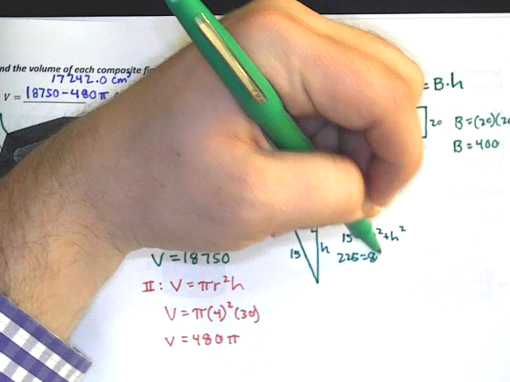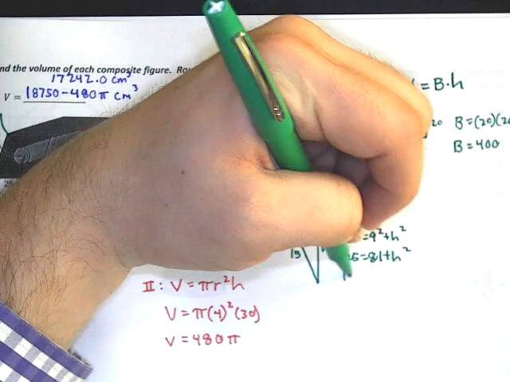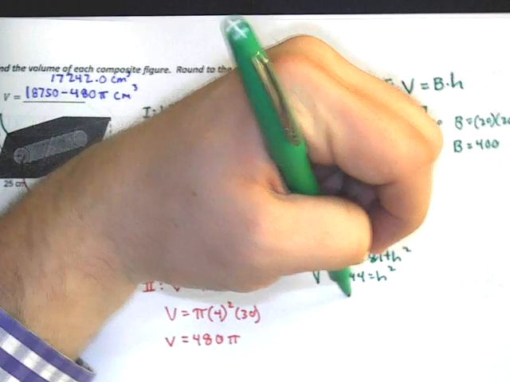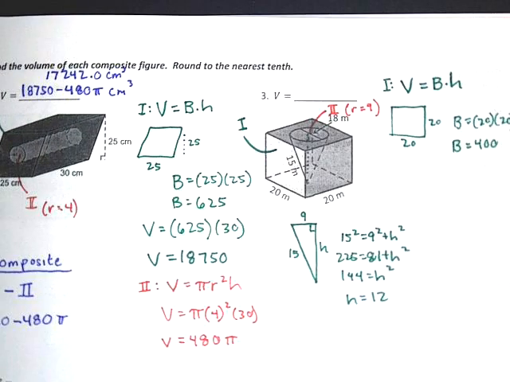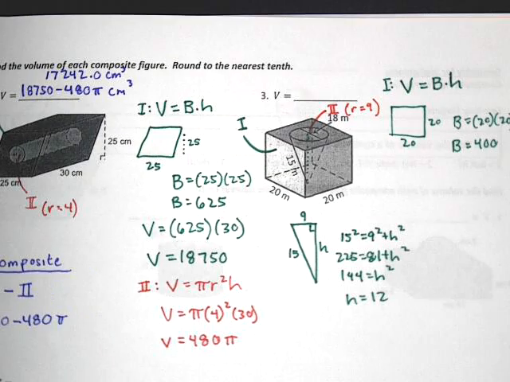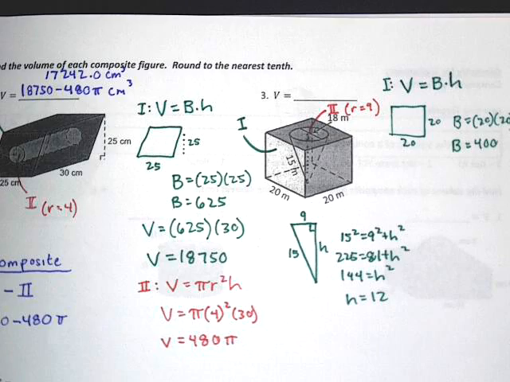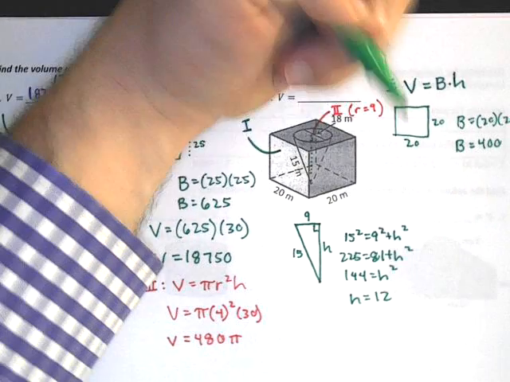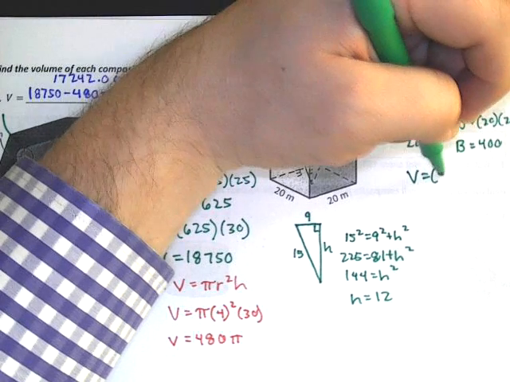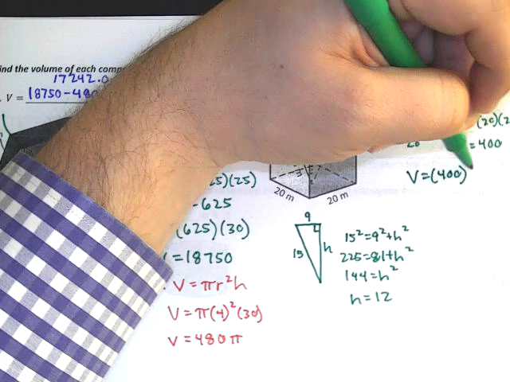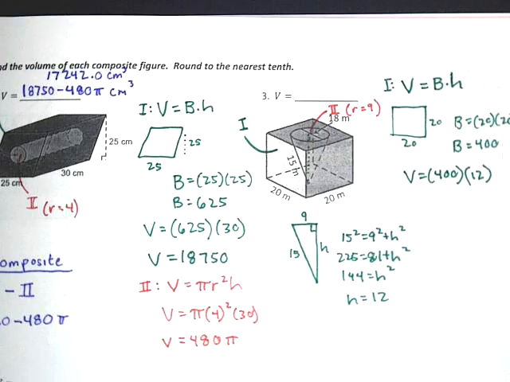225 equals 81 plus h squared. 144 equals h squared. H equals 12. Awesome. We needed that not only for shape 1, but we're going to need that for shape 2. So we just killed 2 birds with 1 stone. When we come over here and get the volume now, we plug in that area of the base that we got before, the 400, and we multiply it by the 12.